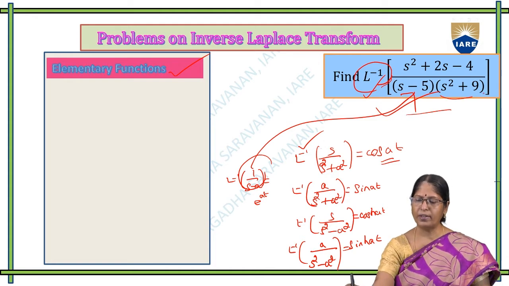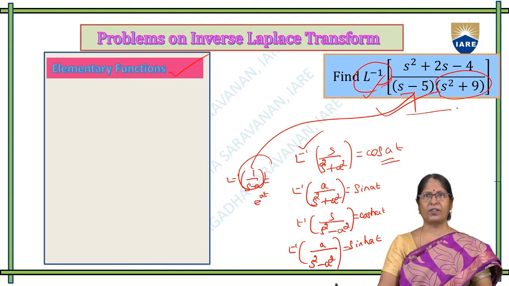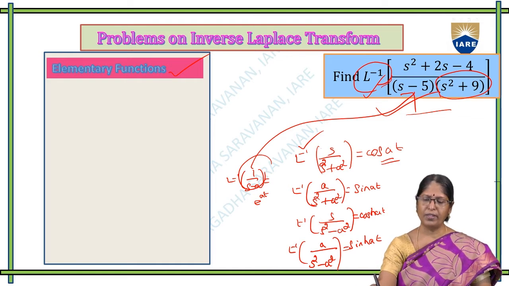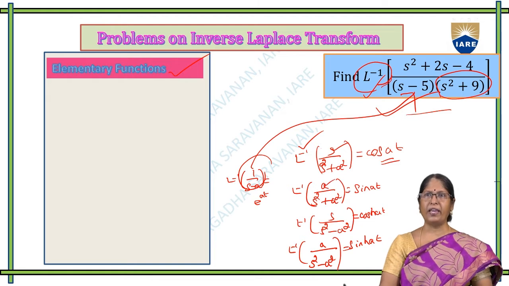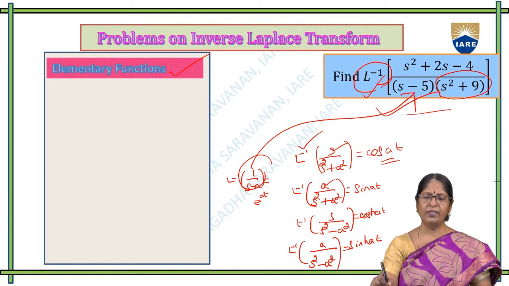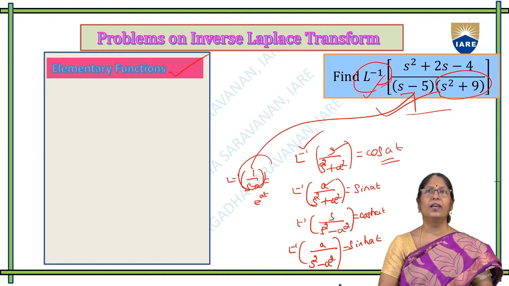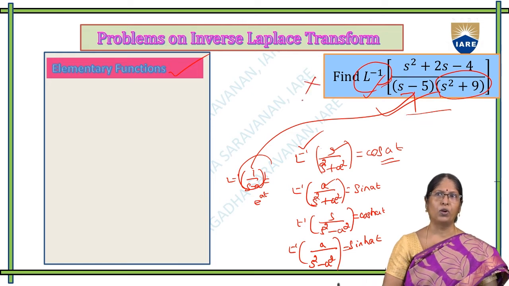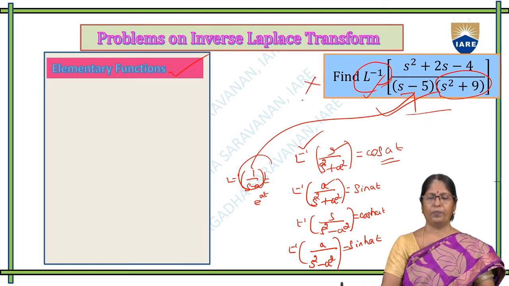And the down part is s square plus 9. But if you notice, the numerator is either s or a in these elementary functions inverse formulas. So the elementary functions are ruled out for this problem.